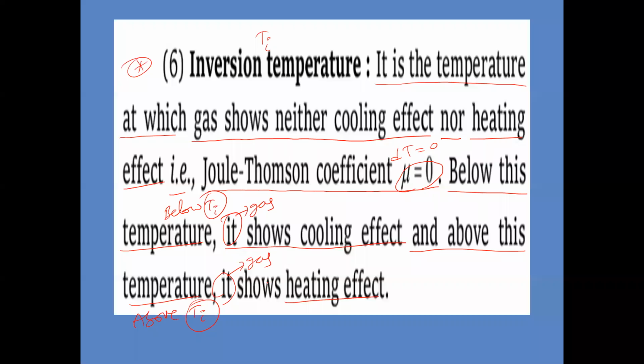Now we can also define inversion temperature in another way. The temperature of a real gas below which, when it is expanded suddenly, it shows a cooling effect, and above the inversion temperature, when the gas is expanded suddenly, it shows a heating effect. So this is your inversion temperature. Inversion temperature is equal to 2a by 27Rb. So inversion temperature is given by the formula 2a by 27Rb. Inversion temperature and the value of a are directly proportional.